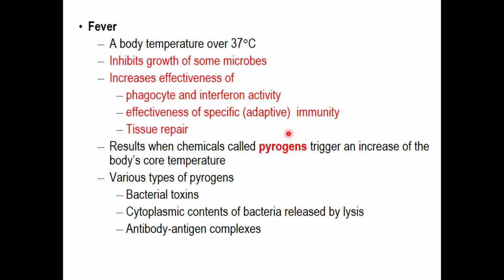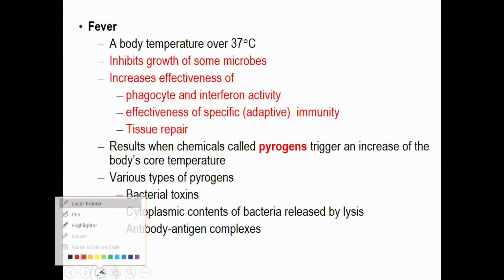Okay, and so that's the word I wrote before, pyrogens. So pyrogens, how do they form? Well, some of them are antibody and antigen complexes or pyrogens. Some are actually toxins that bacteria produce or when a bacteria is destroyed.